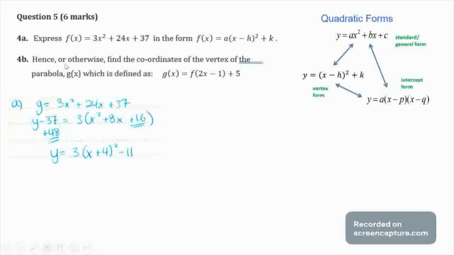Okay, let's look at B. Hence or otherwise, find the coordinates of the vertex. So hence or otherwise always implies you're going to use what you did and continue on with it and do something else, right?